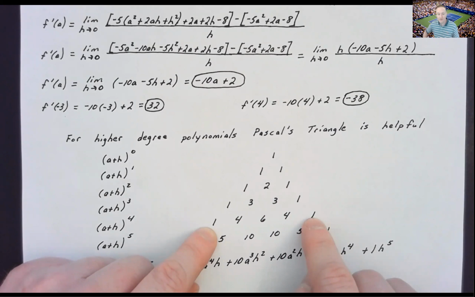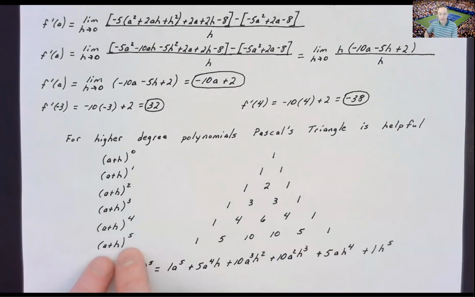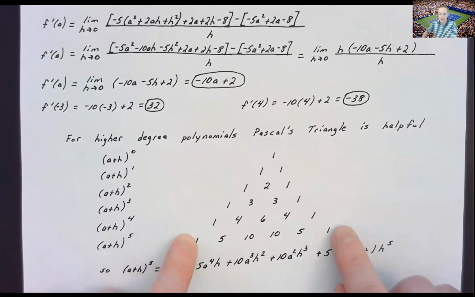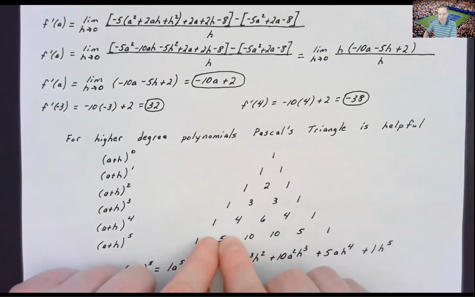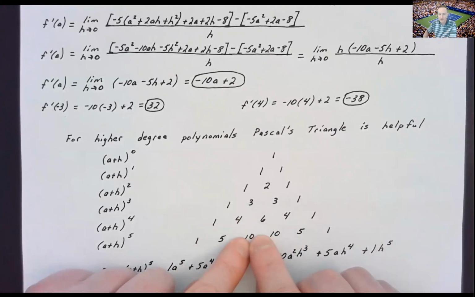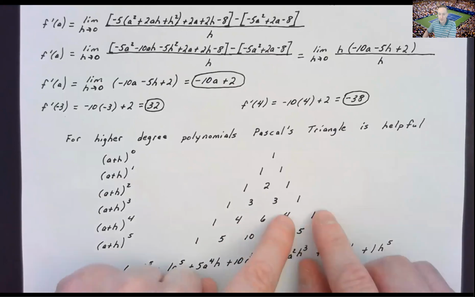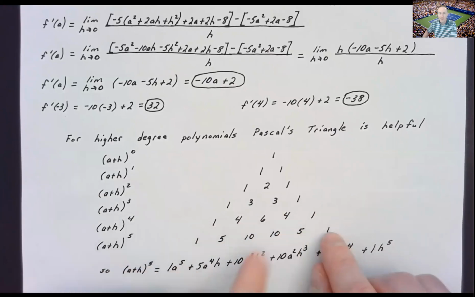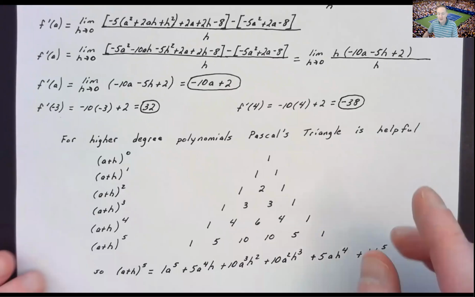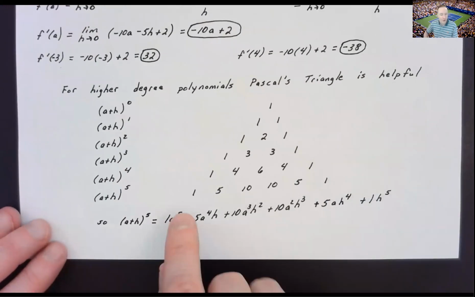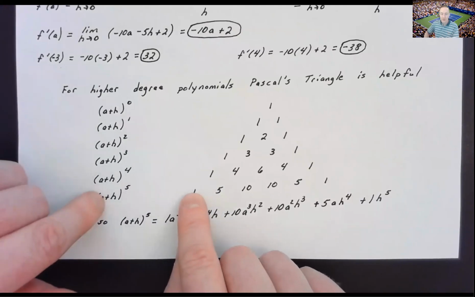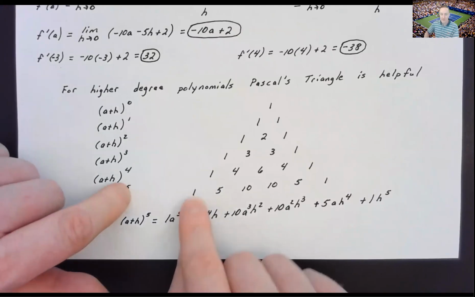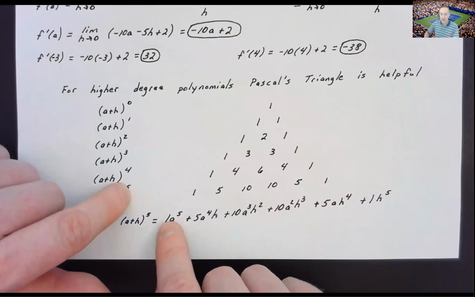Then for the last one I'll look at here, what about a plus h to the fifth power? You say, well, again, John, it's the same pattern. Every row starts with a 1 and ends with a 1. Any other number is the sum of the two above it. 1 plus 4 is 5, 4 plus 6 is 10, 6 plus 4 is 10, 4 plus 1 is 5. So what is this telling me? It's telling me that I am 100% confident in saying that the leading coefficient, when I expand out a plus h to the fifth power, is going to be 1a to the fifth.